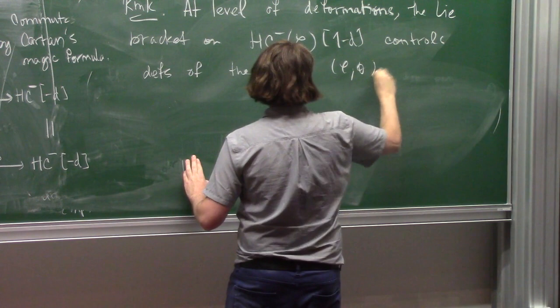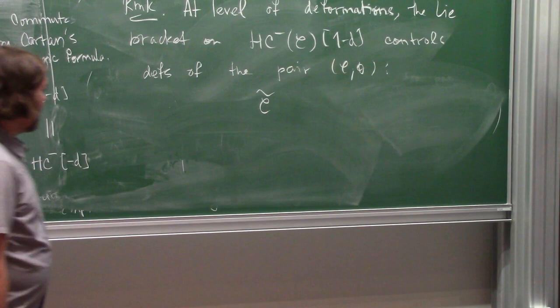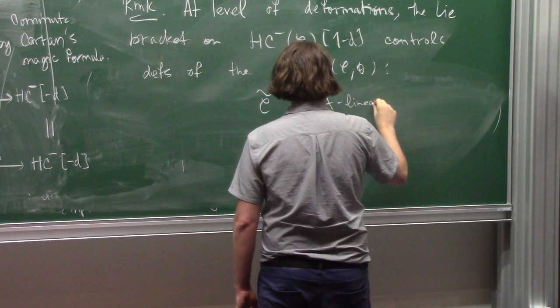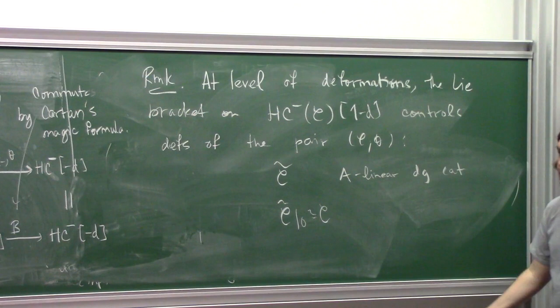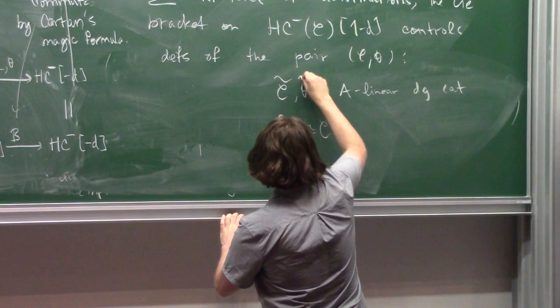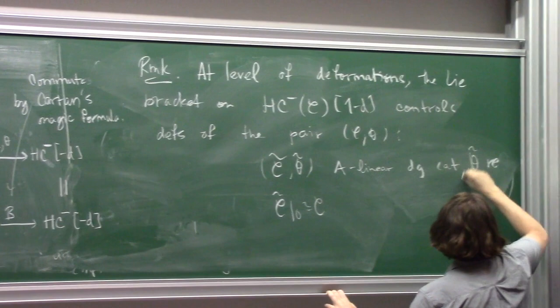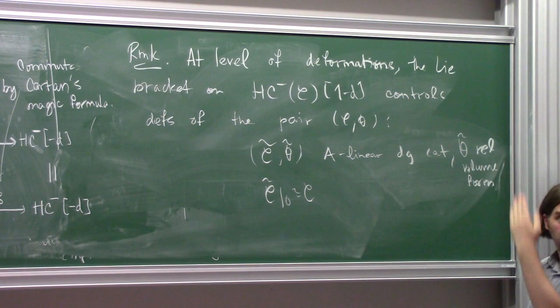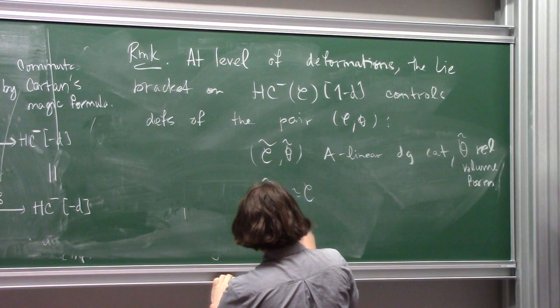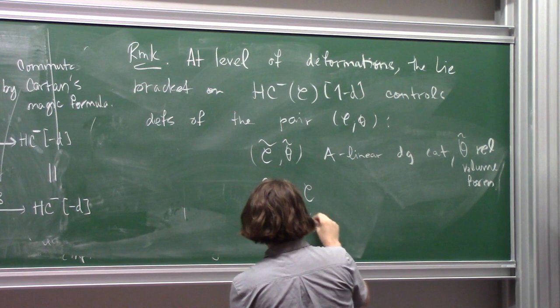So what is such a thing? I have an A-linear DG category. On the central fiber, I have an identification with the original category. And that's a relative volume form. So this is like a family of varieties with a d-form on the total space, which is non-degenerate on the fibers. And so I also require an identification of this volume form on the central fiber with the original volume form. So it's a deformation of the volume form. Okay. So it controls those kinds of deformations.